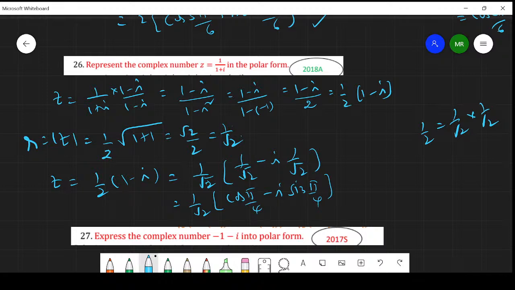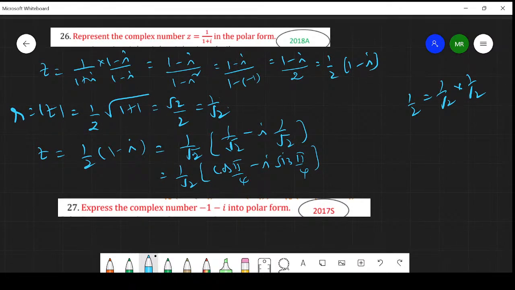Right? You can check what I have written. Is it clear? I have taken the modulus of this entire complex number, 1 by 2 root of 1 plus 1. Correct. So then I have written this complex number is equal to 1 by root 2 into 1 by root 2 minus i into 1 by root 2. I have written that.